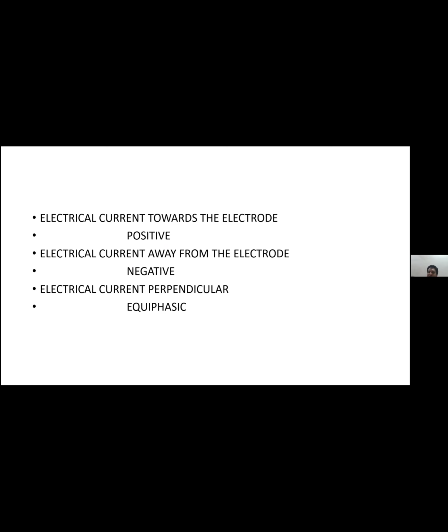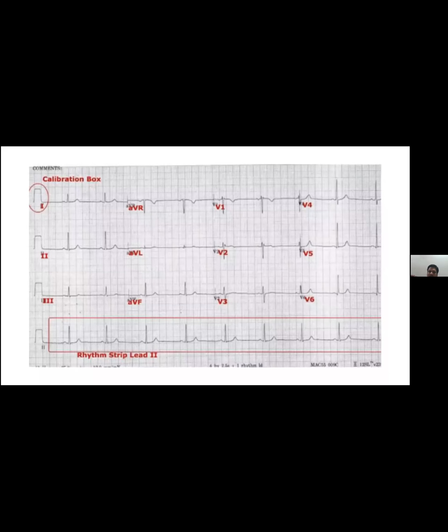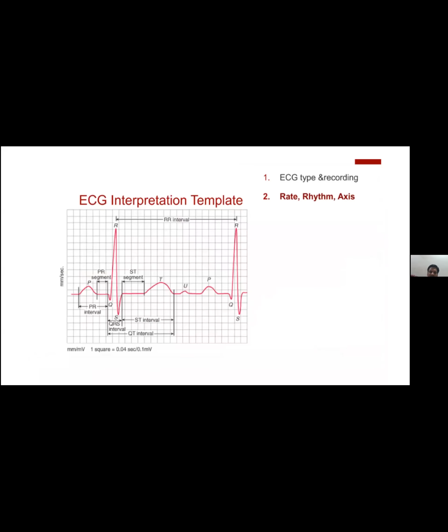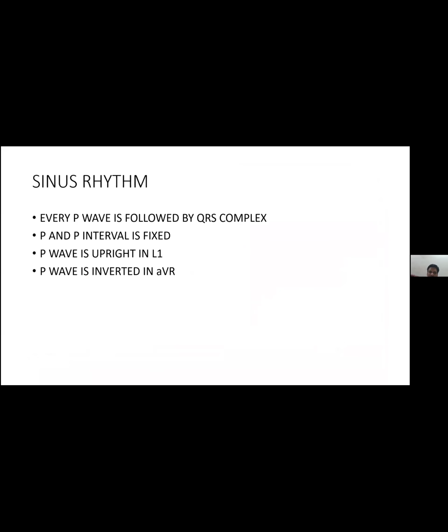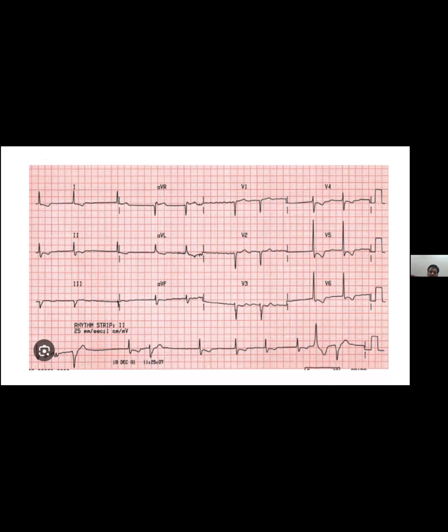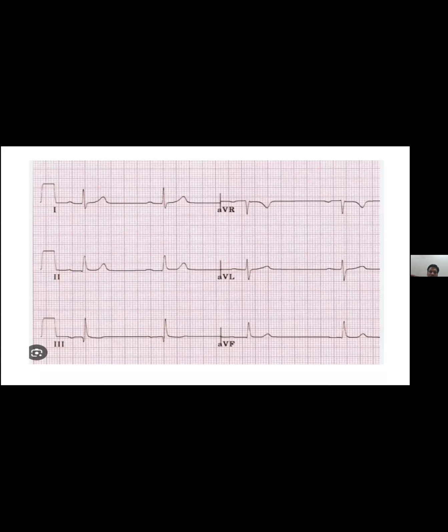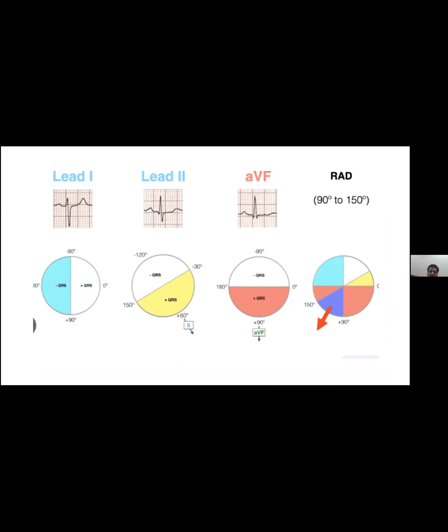Whenever you have a right axis deviation, lead 1 will be negative, and leads 2 and AVF will be positive. See here, lead 1 will be negative, 2 and AVF will be positive: right axis deviation. Simple. For the next 1 week, this is the only exercise I want you to do.